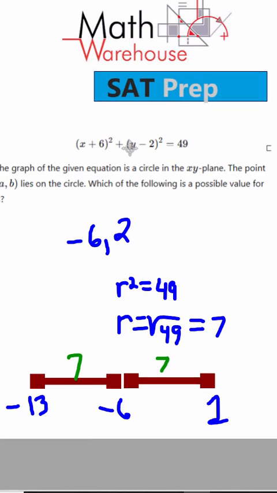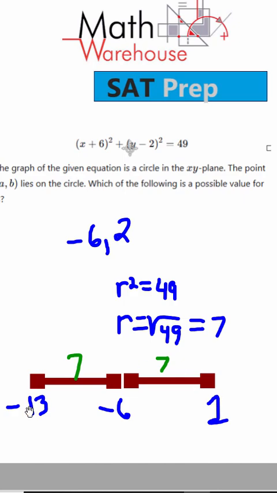So when they give you answer choices, you're looking for something between 1 and -13. No other x values could be on that circle. So 0 would work, but 5 would be too big, and -15 would be too big. So anyway, I hope you get this question now that you've seen it, because it's actually a very straightforward question.